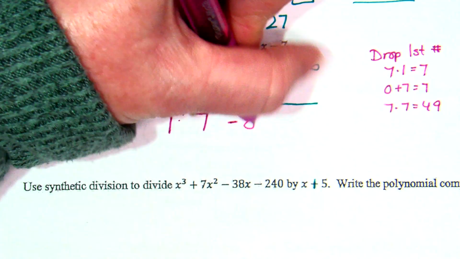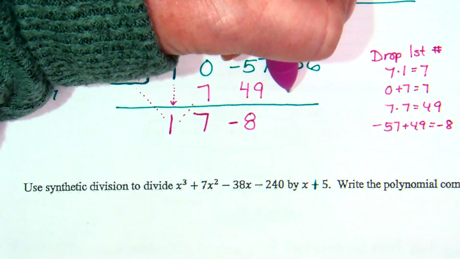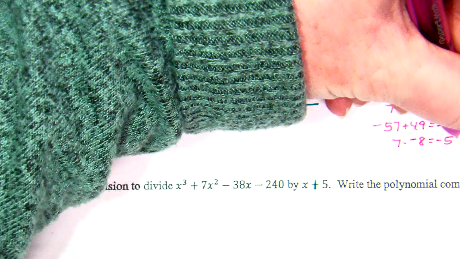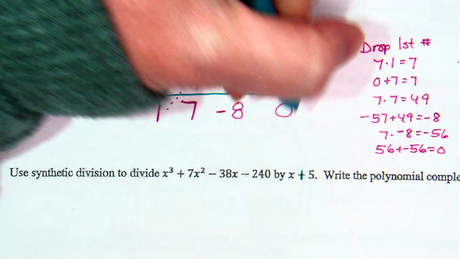And again, I'm going to multiply 7 in the box times the negative 8 here. 7 times negative 8, negative 56. And we're going to add 56 plus negative 56, 0. What does that 0 represent? That is my remainder.